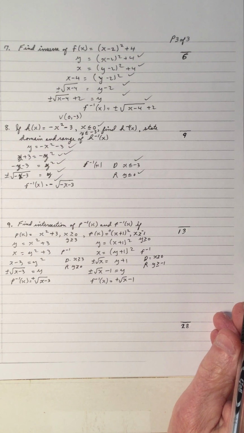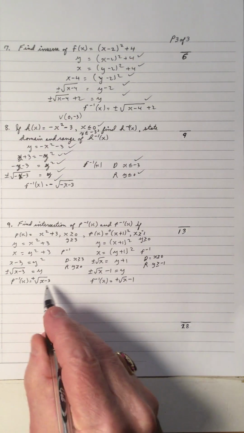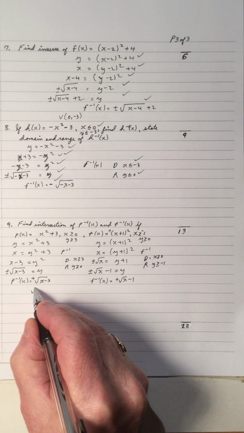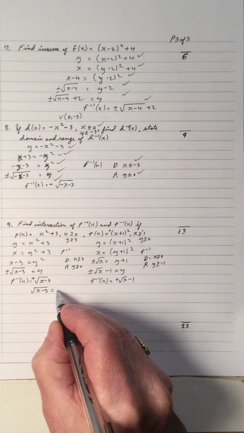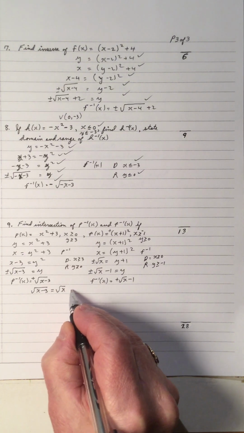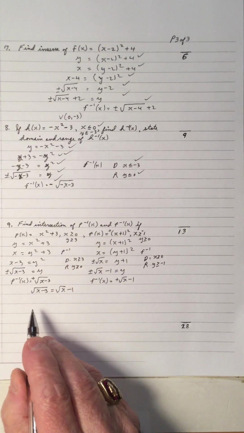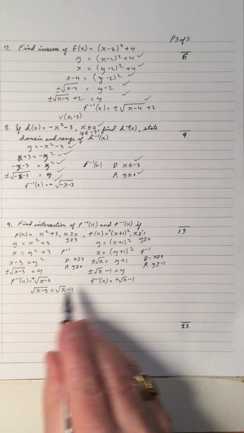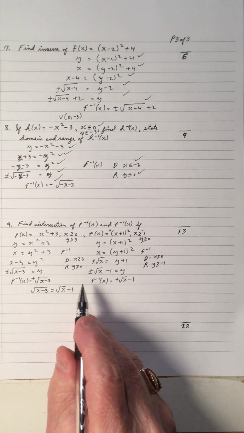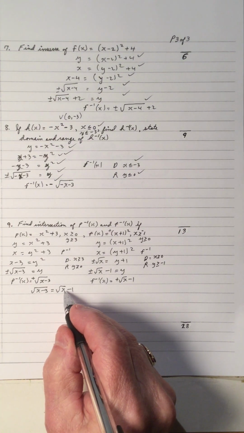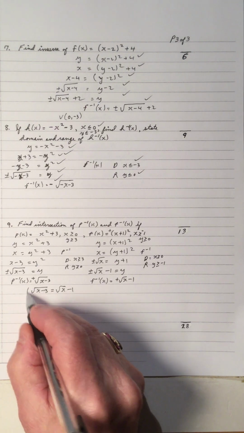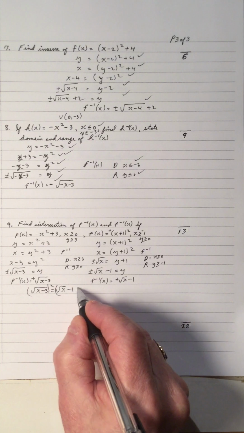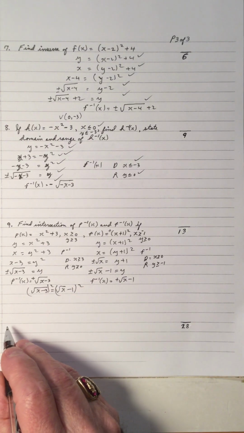Now we want to find the intersection of these two inverses, so we let the square root of x minus 3 equal the square root of x minus 1. So we let these two equal, and that will give you the point where they're intersecting. Because we have square roots, we will square both sides.